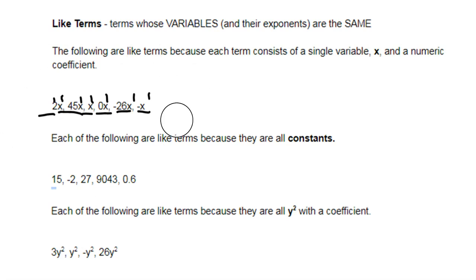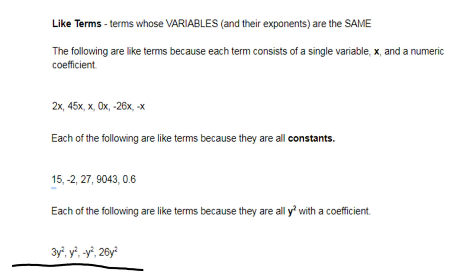The other thing that we need to mention is that constants are all like terms. They don't have any variable, but they are in fact like terms. So 15, negative 2, 27, 9,043, 6/10, they are all like terms. And another example down below of like terms would be 3y squared, y squared, negative y squared, and negative 26y squared. They're all going to be like terms because they all have a variable of y and the exponent of 2.